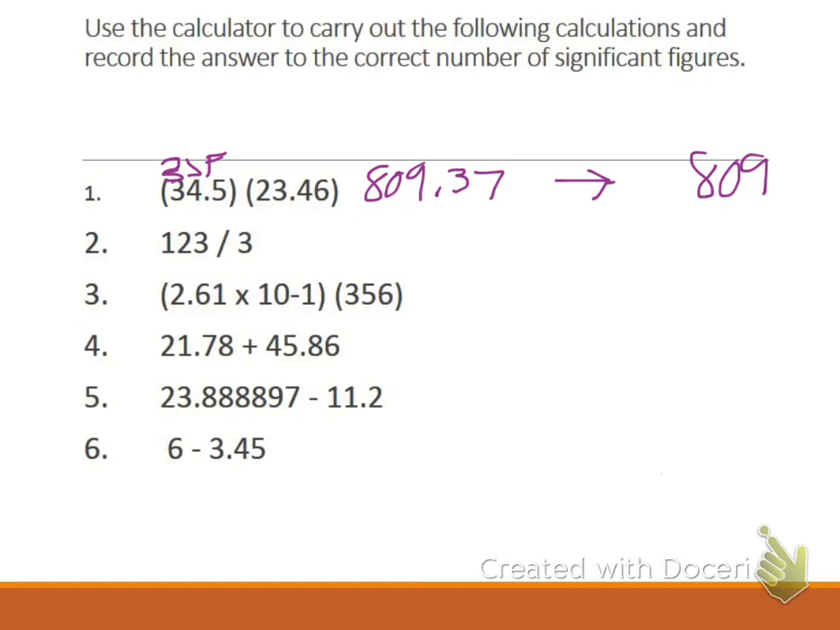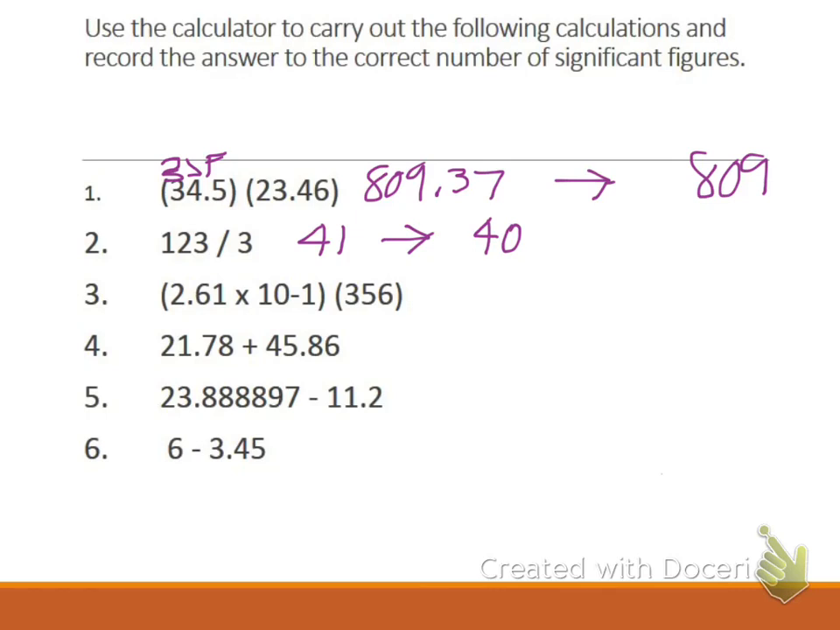Okay? 123 divided by 3. 41. But how many significant figures do I need my answer in? So how would I record that? 40, yeah.